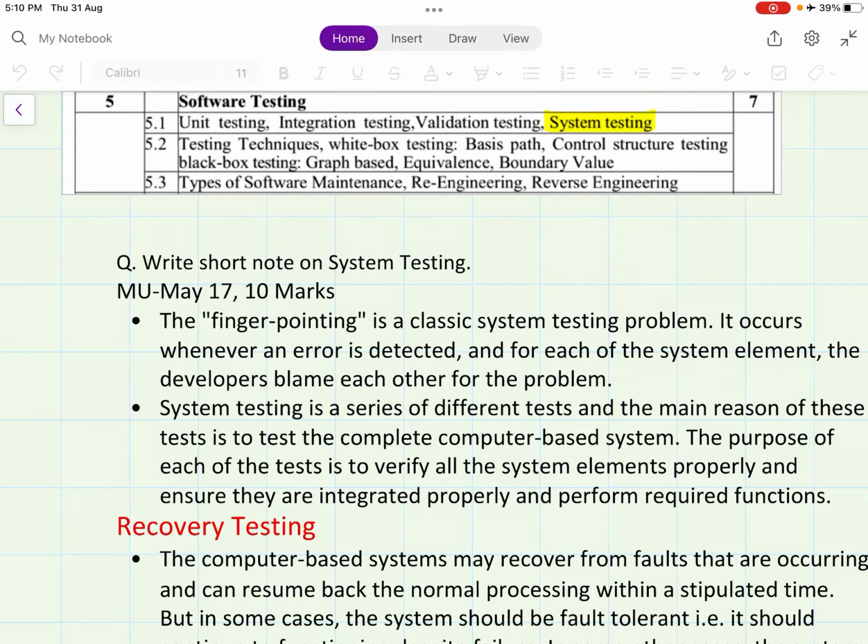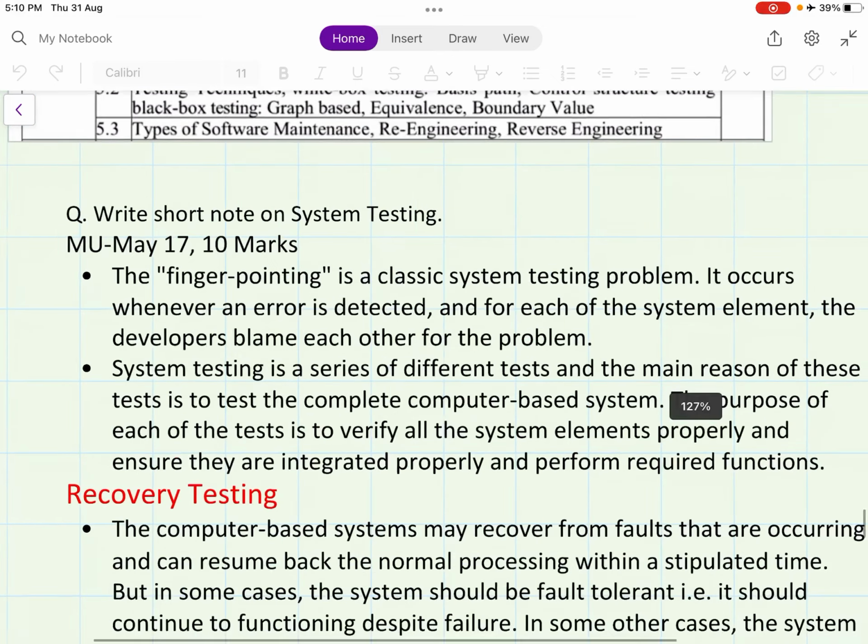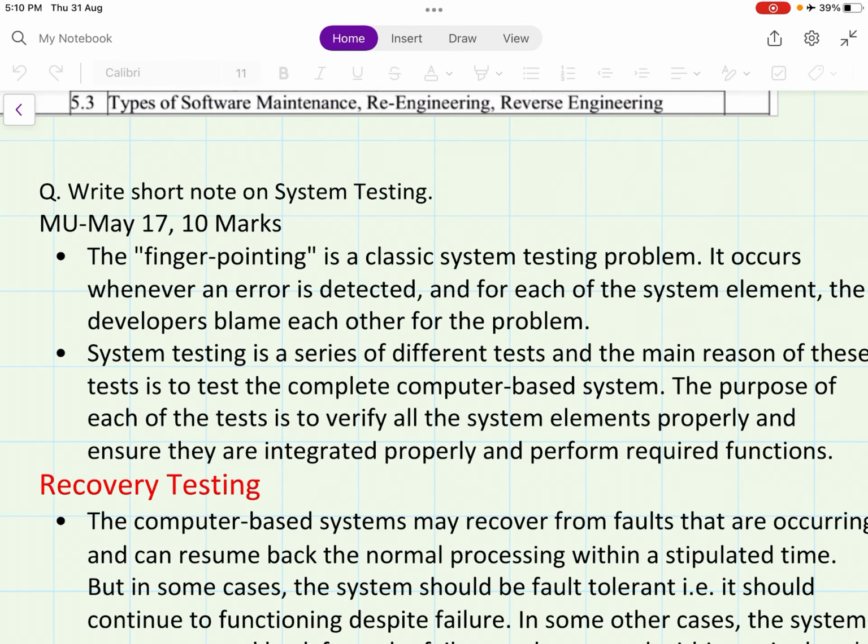So next part under software testing is system testing. Write a short note on system testing. This question was asked in Mumbai University May 17 paper for 10 marks.